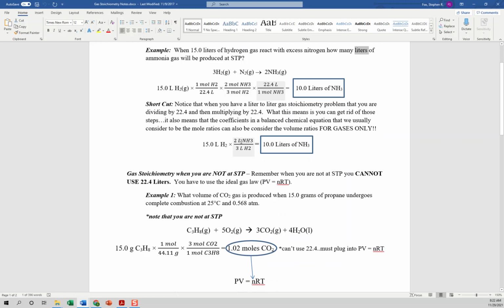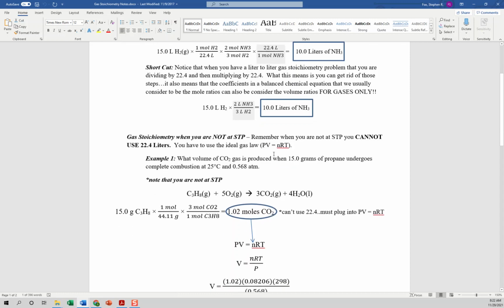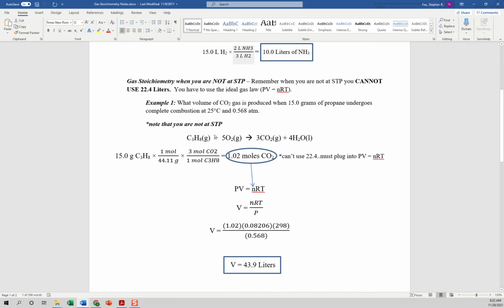And that's not only true at STP. If you're going from volume of a gas to volume of a gas in a stoichiometry problem, and the pressure and the temperature just stay constant, it doesn't have to be standard temperature and pressure, it could just stay constant, all you have to do is multiply by the mole ratio, because the mole ratio is the volume ratio. Okay, so what I want us to notice is if we're not at STP.